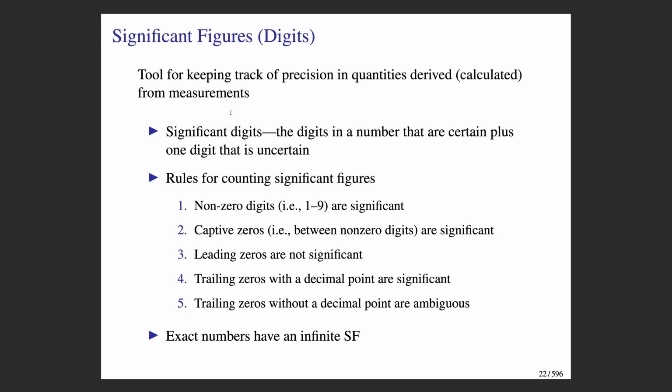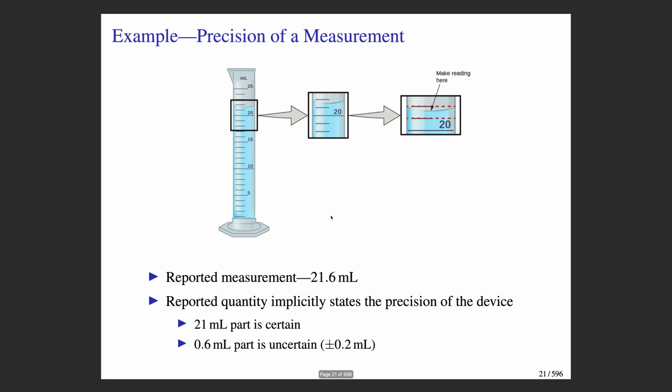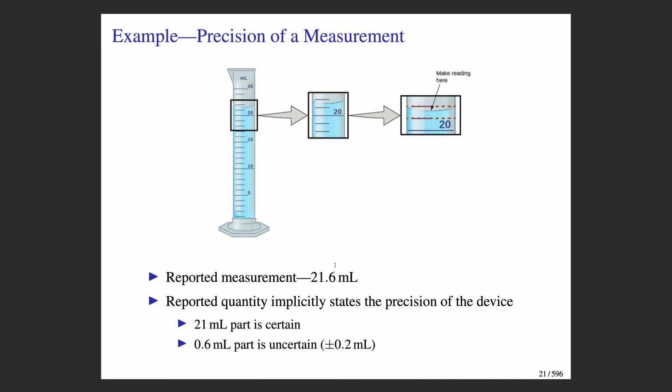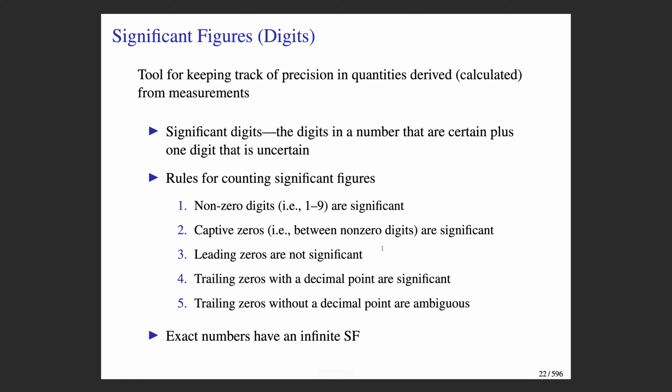The significant digits within a number include all of the digits in the number that are certain, for example, the 21 portion of this number, plus one digit that is uncertain, which would be the 0.6 in the example that we did previously. That's what we want to be reporting in our calculated quantities now.